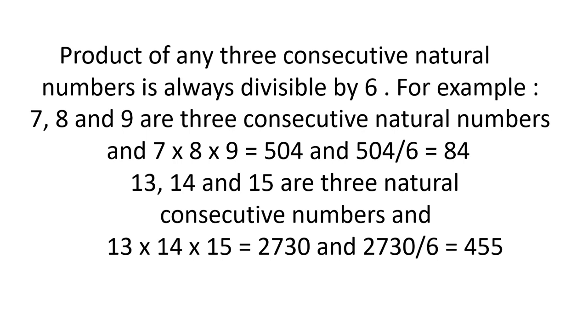Again, 13, 14 and 15 are three consecutive natural numbers, and 13 into 14 into 15 is equal to 2730, and 2730 divided by 6 is equal to 455, which proves that the product of three consecutive natural numbers is always divisible by 6. It's a very important fact which must always be kept in mind.